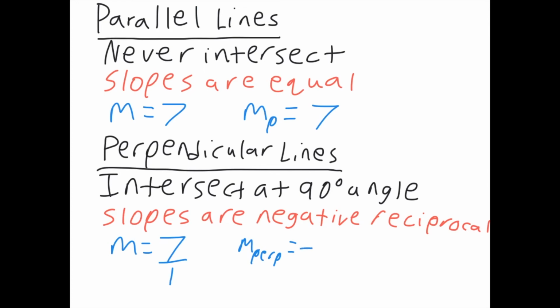If it was negative, we would make it positive again. We just change the sign, and then we flip the fraction. So 7 over 1 will become 1 over 7. So the reciprocal of 7 is negative 1 over 7. So if the slope was 7, we flip it and change the sign to make it negative 1 over 7.